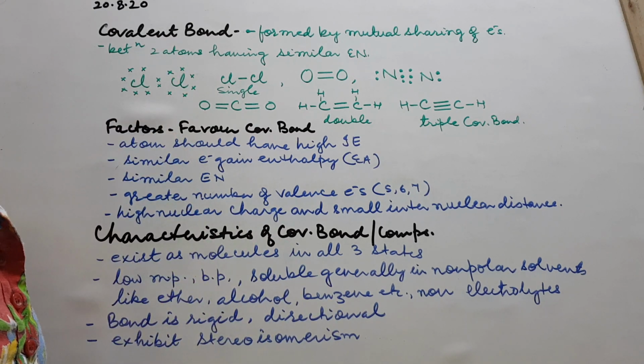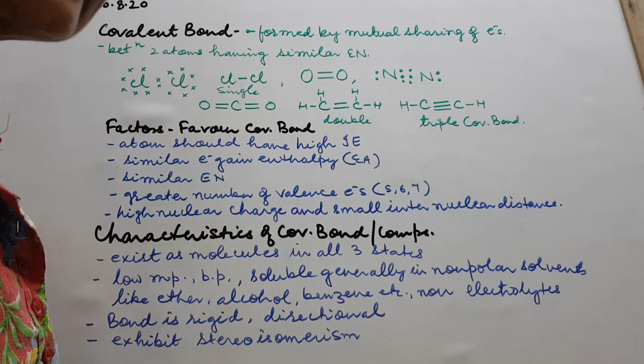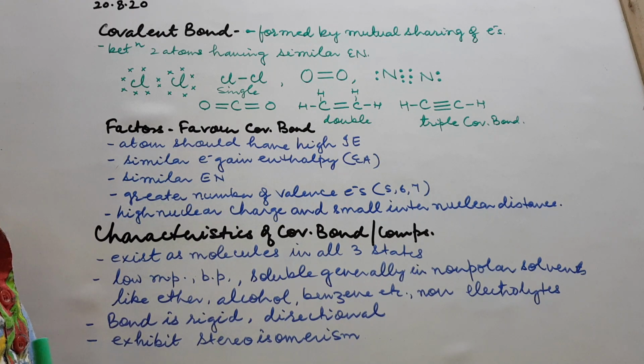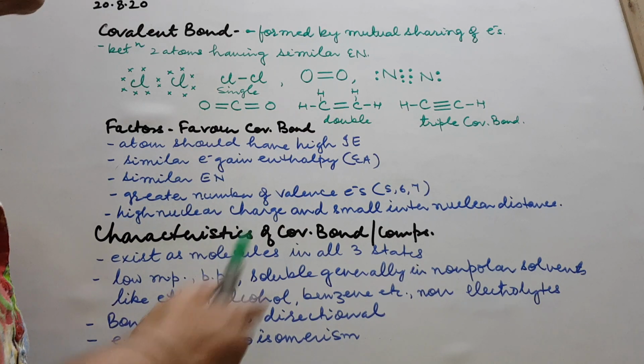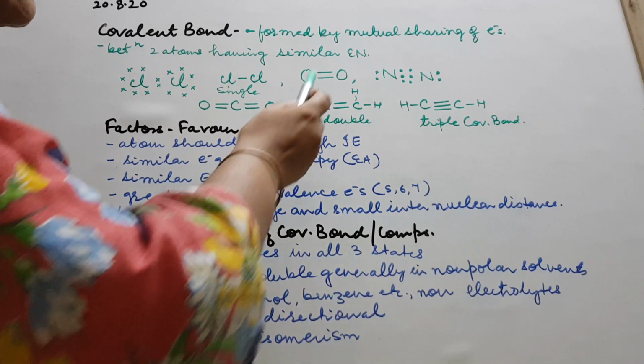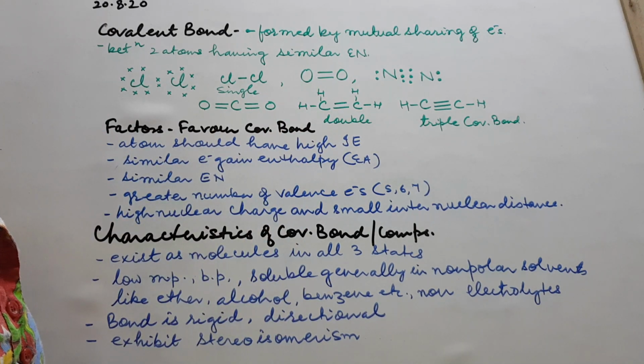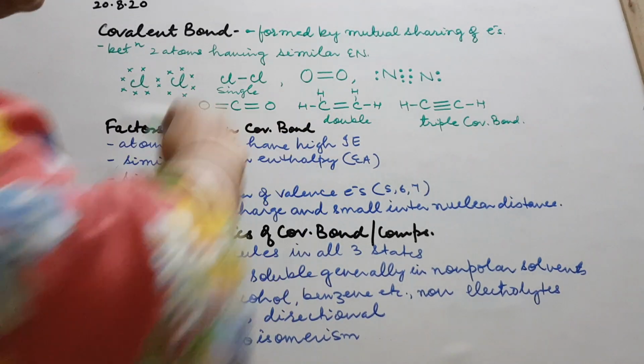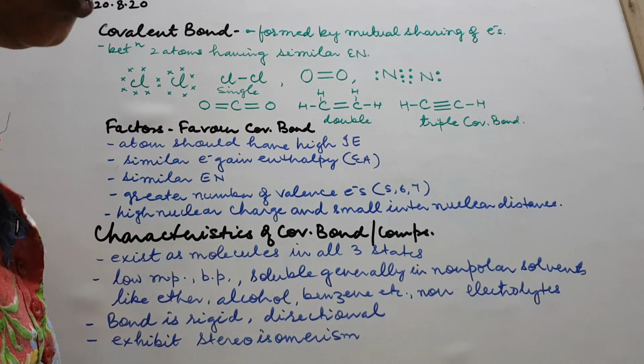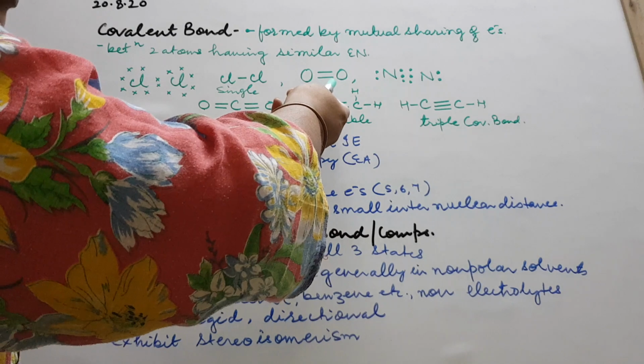In case of oxygen, what happens? Each oxygen atom has 6 electrons in its valence shell. So each oxygen atom is running short of 2 electrons to complete its octet. So if we have 2 oxygen atoms, they both run short of 2 electrons, so they share 2 electrons each, and they form a double covalent bond. That's how it is shown here.